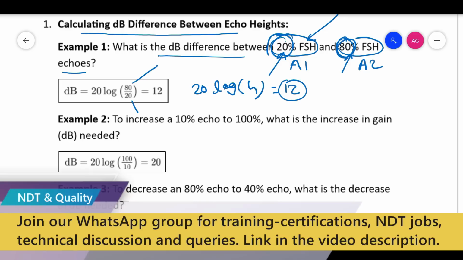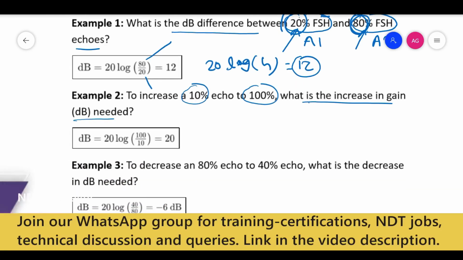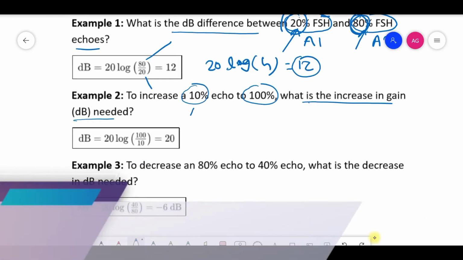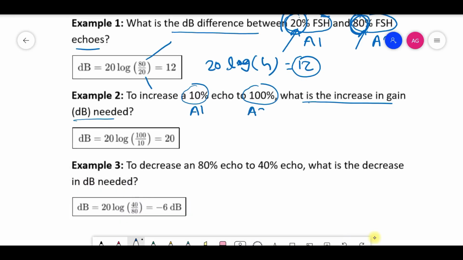Similarly, the second example is to increase a 10% echo to 100%. What is the increase in dB needed? So what to do here is that earlier the height of echo A1 was 10% and A2 is 100%. Okay, so the height of the echo has to be increased 10 times for this. If you do the calculation, then you will get 20 as the answer. If you increase by 20 dB, then the height of the echo will become 10 times more. Similarly, if you decrease by 20 dB, then it will be minus, right, meaning it will decrease 10 times. Suppose it is 200%, then it will become 20% if you decrease by 20 dB.